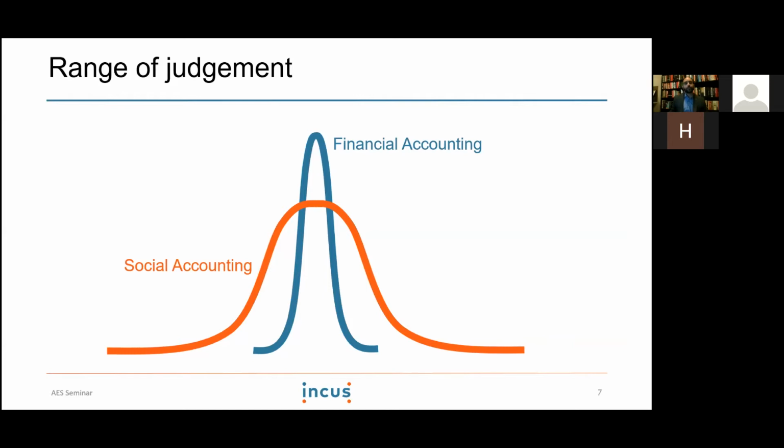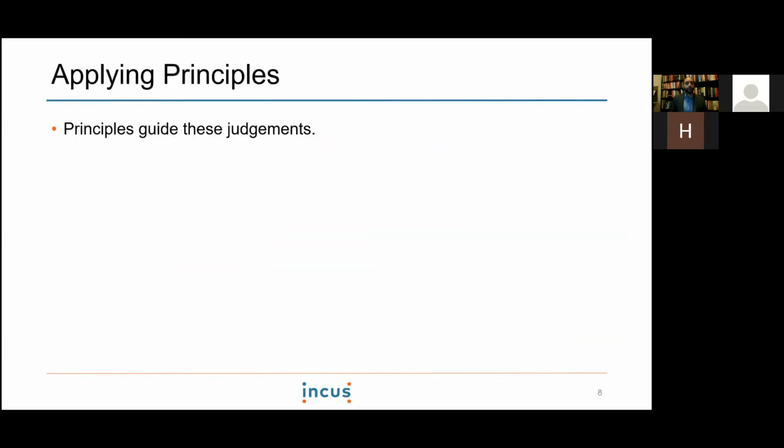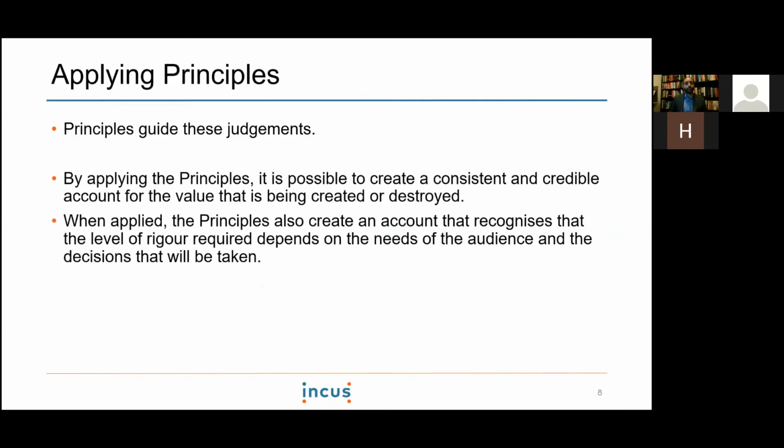So to guide those judgments, I think we need principles. And that's why the social value principles have been developed, so that we can create a consistent, credible account of the value that's being created or destroyed by an initiative, by a program, and create an account that recognizes that the level of rigor required depends on the needs of the audience and the decisions that will be taken. So what the principles do is provide a roadmap that can be applied universally, while the outcomes themselves and the way they're measured and what they're worth to people remain specific to the context or to your particular organization.